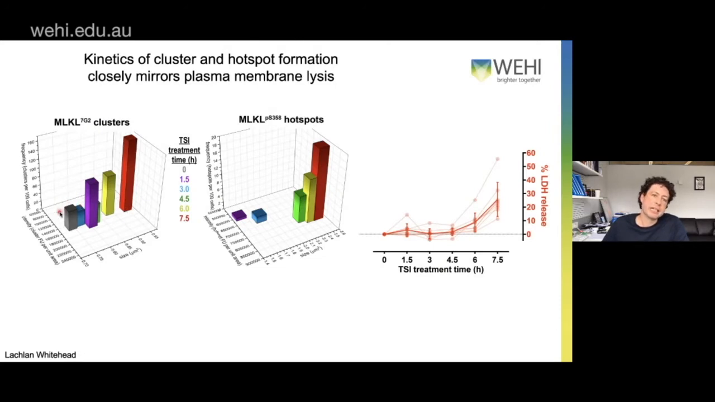The kinetics of the clusters and the hotspots of MLKL that form nicely mirror the lysis of the plasma membrane. As you can see, the formation of these two structures really gets going when cells are entering that terminal lytic phase of necroptosis. They increase not only in frequency, but also intensity and size. So they seem to be growing and stimulating as the cells are reaching that threshold for death. We think we've now got these nice microscope-based readouts for these events downstream of biochemical MLKL activation, for the terminal steps in the pathway.